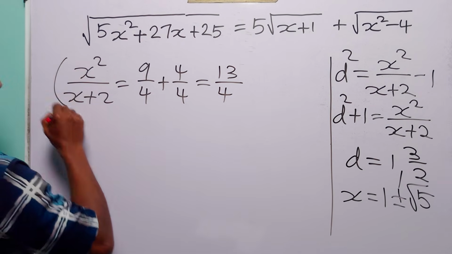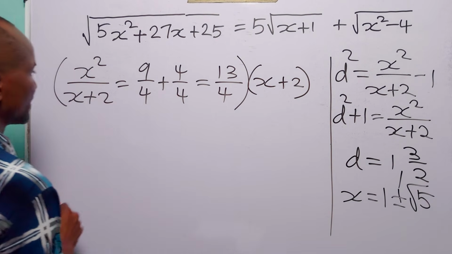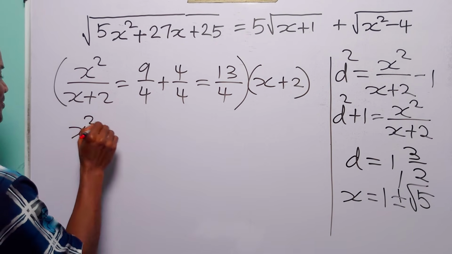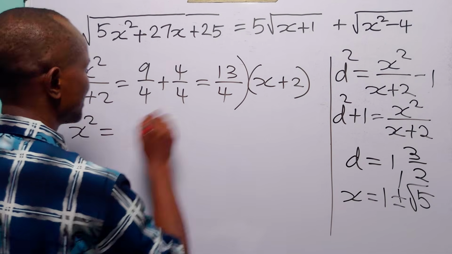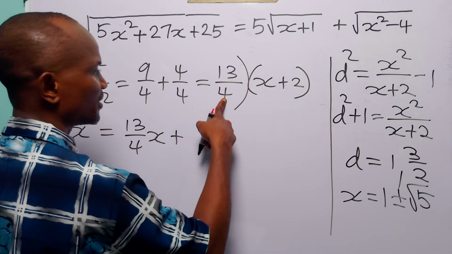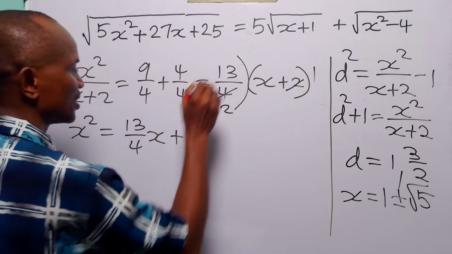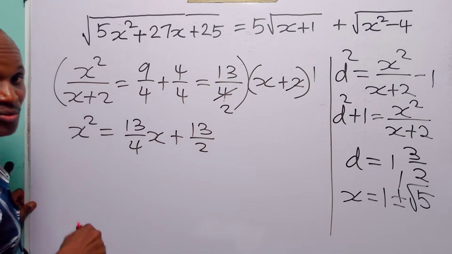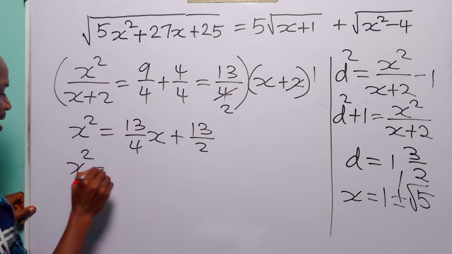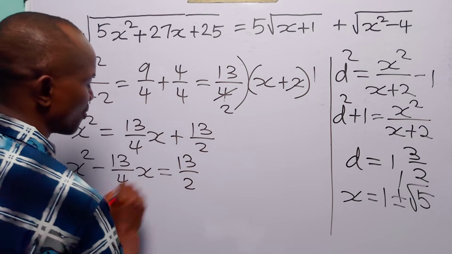Now, to get rid of this fraction, we multiply through this equation by x plus 2. Now, this left-hand side times x plus 2 is going to give us x squared. This is equal to, here we have 13 over 4x plus, when we multiply 13 over 4 by 2, 2 into itself is 1, into 4 is 2. So we have 13 over 2. And of course, rearranging this equation, we have x squared minus 13 over 4x is equal to 13 over 2.